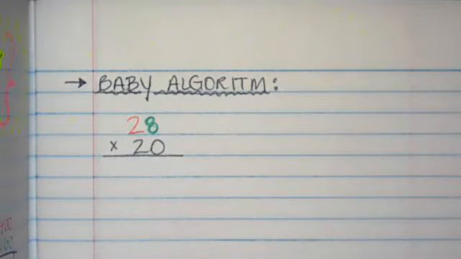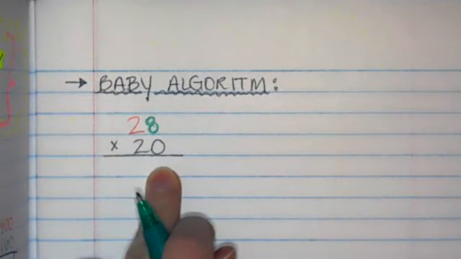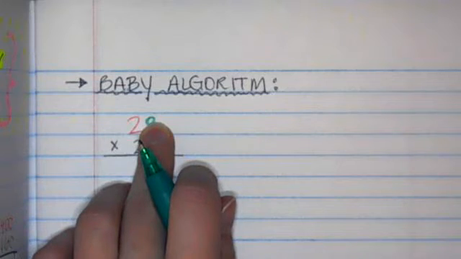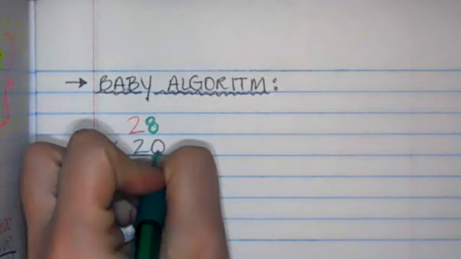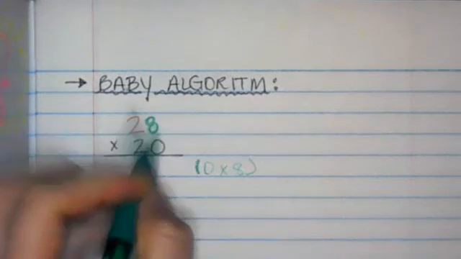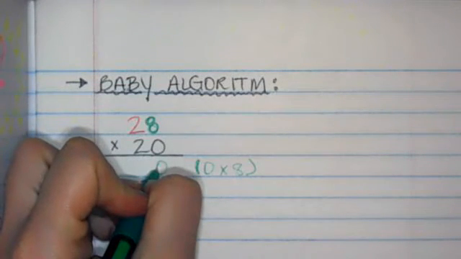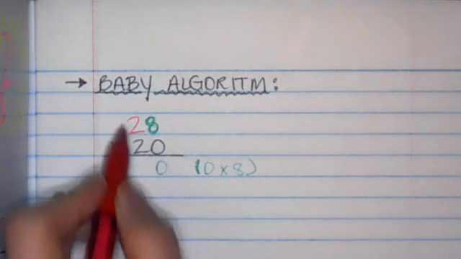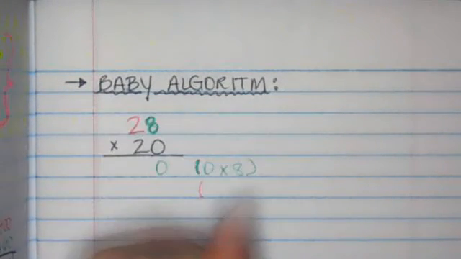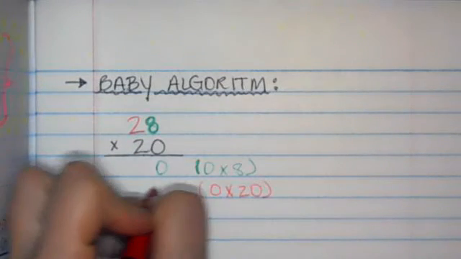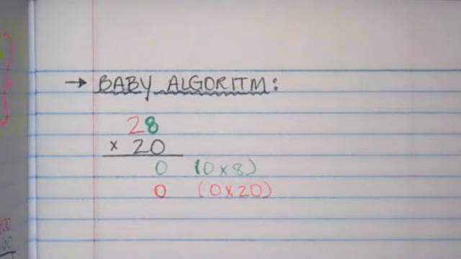I'm going to show you this in one last way, and that will be the baby algorithm way. Just like I taught you before, while we are using baby algorithm, we are going to take the digit in the ones place and multiply it by the other digit in the ones place. So that would be this 0 right here times 8. 0 times 8 is 0. Then we would take this 0 and multiply it by the 2 in the tens place. So that would be 0 times 20, which is also 0.